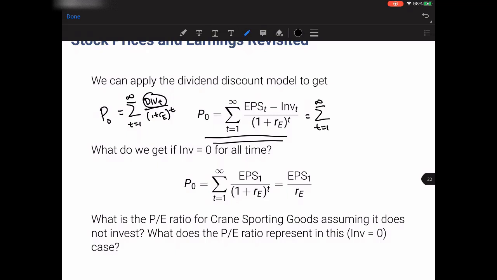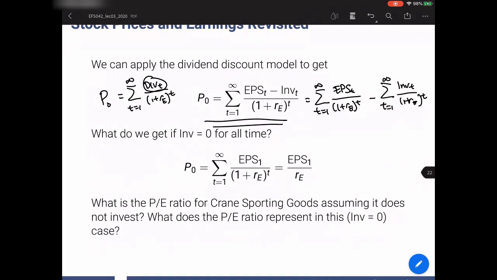So at T minus 1, we have EPS_T divided by 1 plus R_E, minus the sum from T equals 1 to infinity of investment_T over R plus E_T. Right? Sums are linearly separable, so that's why we can group terms together.